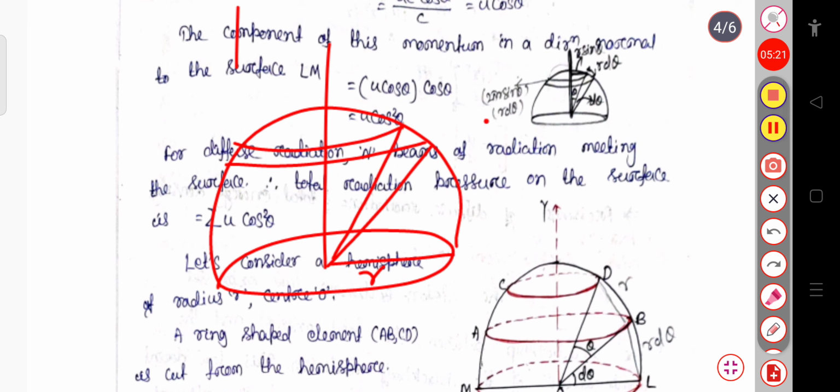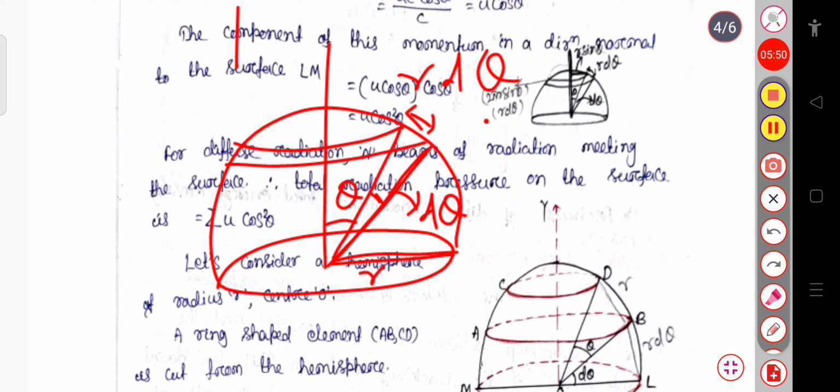Now suppose this is your angle theta, and in between these two rings, suppose this is your angle d theta. Now you can see that if this is your radius r, and this is also your radius r, and this is also your radius r, then this arc will be equal to r d theta.